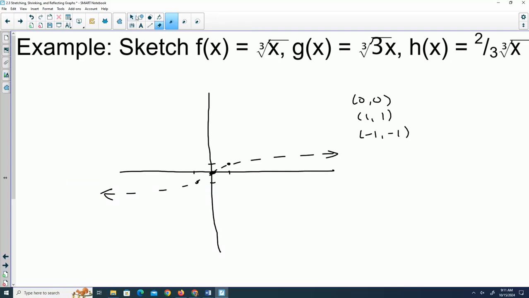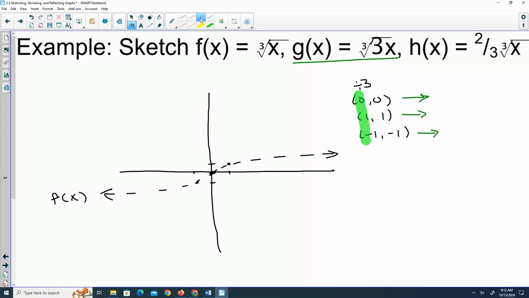Now, for the first one, the cube root of 3x, is that 3 inside or outside? Inside. Which variable does inside change? The x. So I'm going to change my x, and it does the opposite of what it says. So it's telling me to multiply by 3. What's the opposite of multiplying by 3? Dividing by 3.